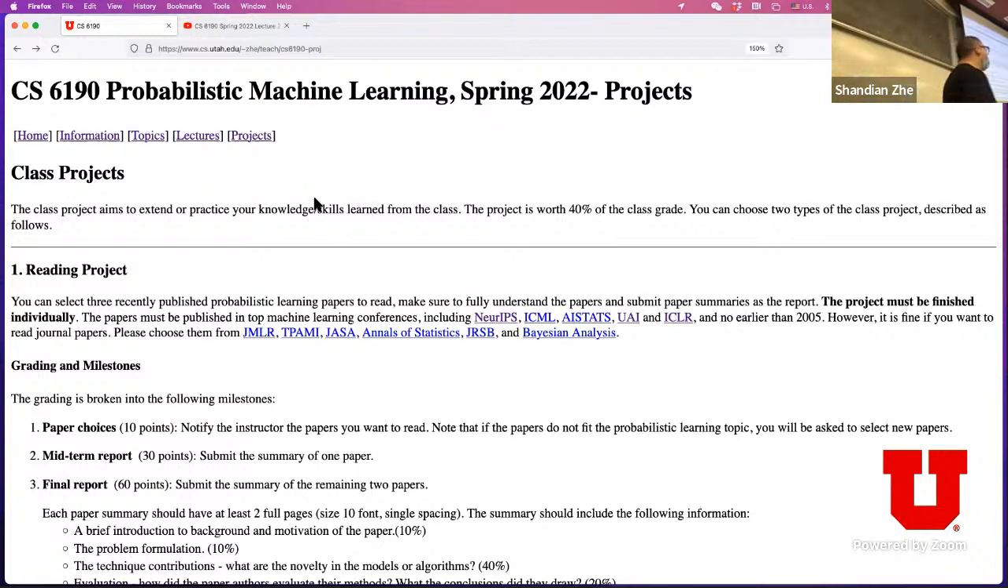What's the deadline to choose the project? The deadline should be near the end of the semester. But you see that we have some milestones to choose the project. Yeah, I think in 2 or 3 weeks.